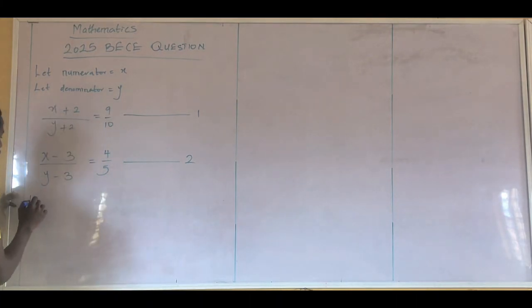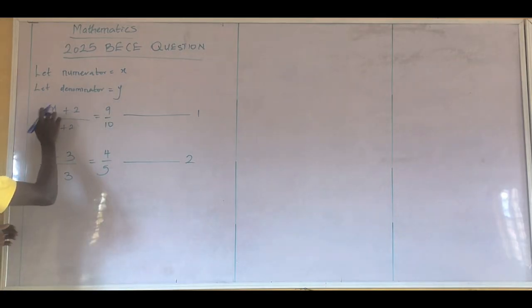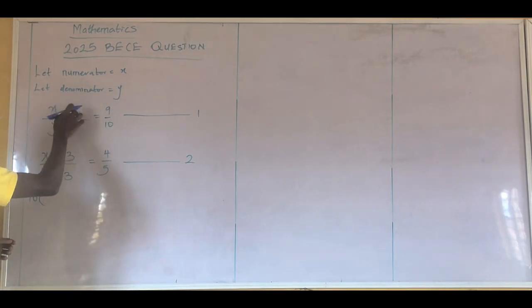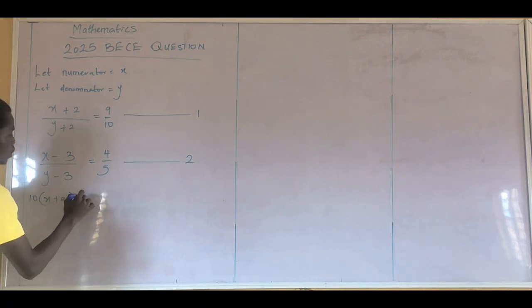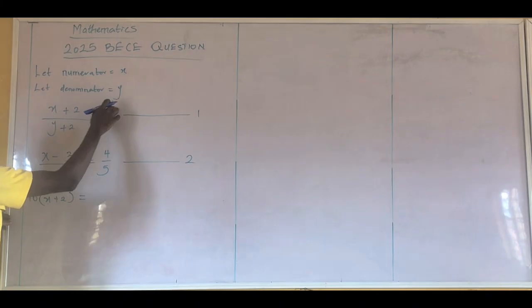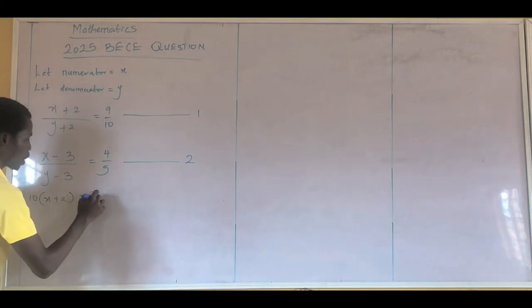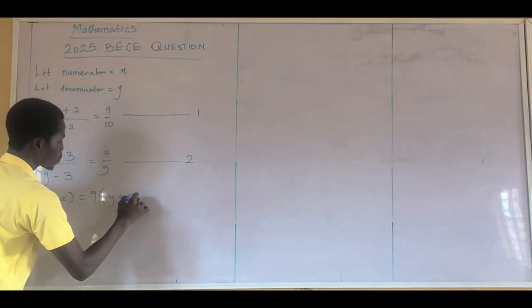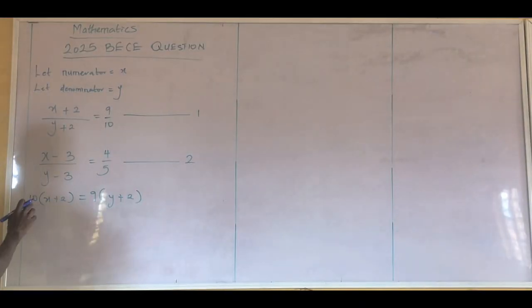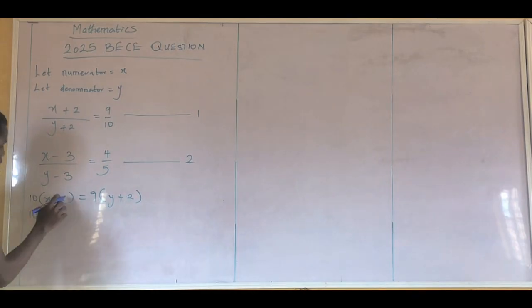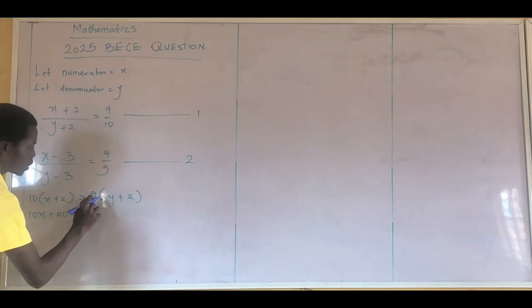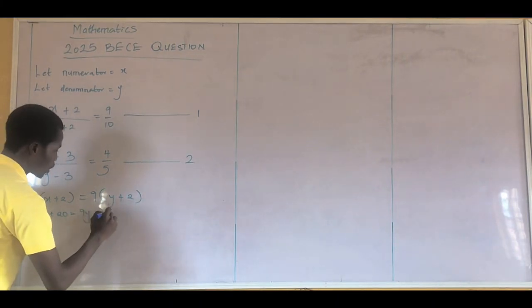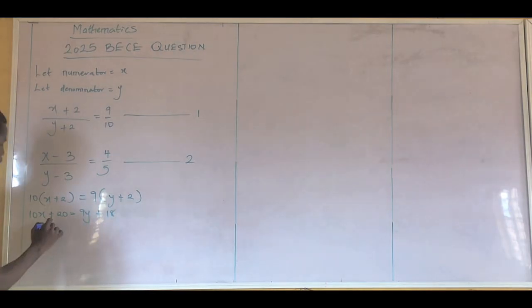So let's do this. We're going to have 10, open bracket, x plus 2, then equals 9 multiplied by y plus 2, 9, open bracket, y plus 2. Okay, let's solve this and see what it's going to give us. 10 times x gives us 10x. 10 times 2, 20. 9 times y, 9y. 9 times 2, that is 18.